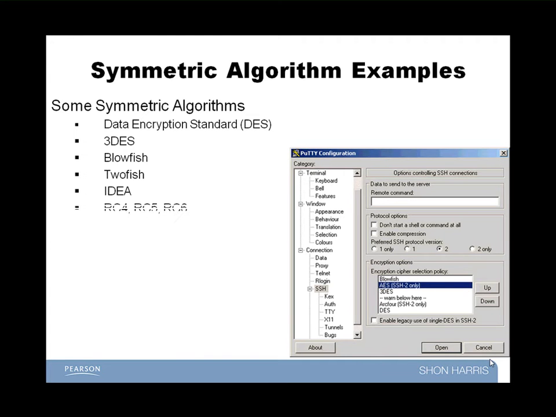So for the CISSP exam, you will need to know examples of symmetric algorithms, and we're not going to go through them in this presentation, but for the exam, you do need to know specifics about these algorithms, the key sizes they use, the number of blocks they actually go through, and you need to know which algorithms are symmetric versus asymmetric.